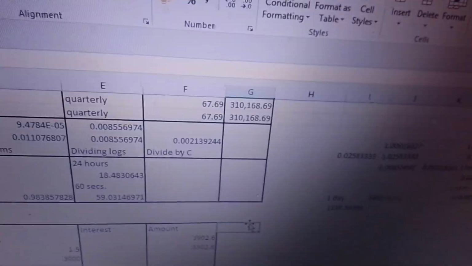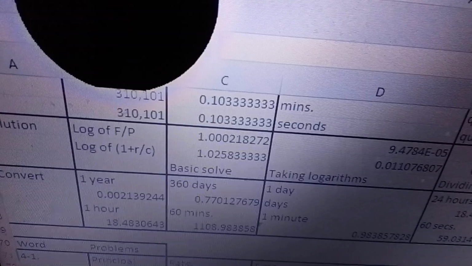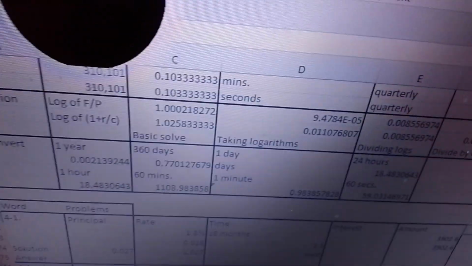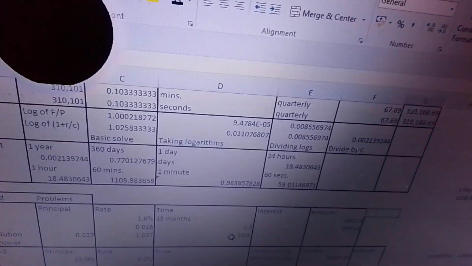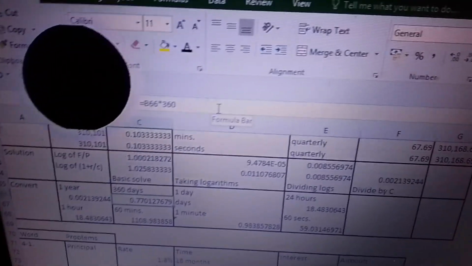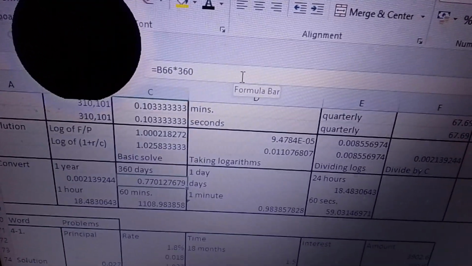So how do I convert that into days? Remember the relationship? That 1 year is worth 360 days. But since we have 0.0021396224, whatever you call that, we multiply that by 360. And when we do that, we should get 0.77012769 days.